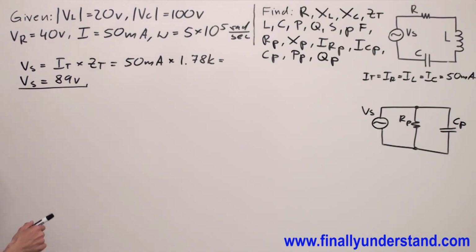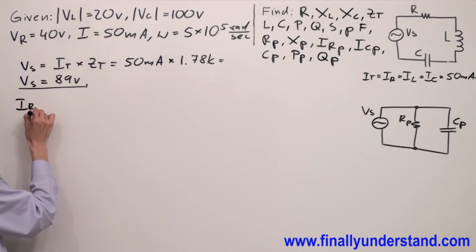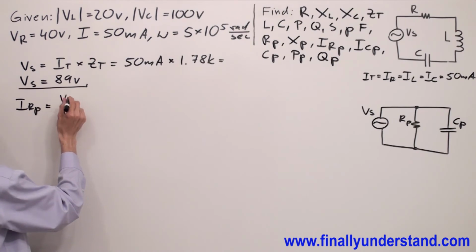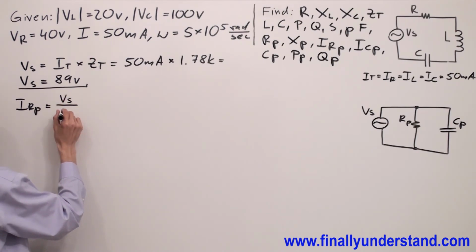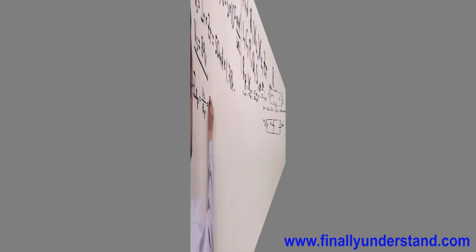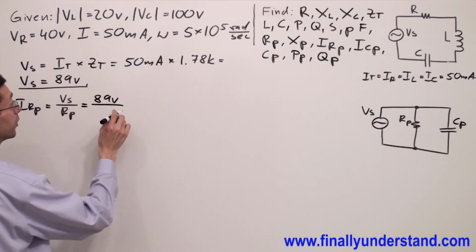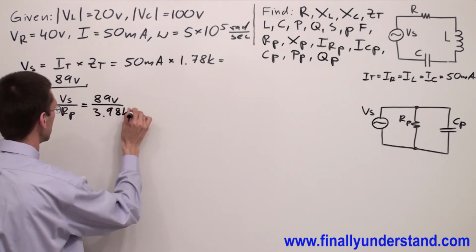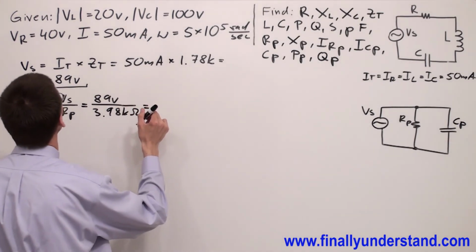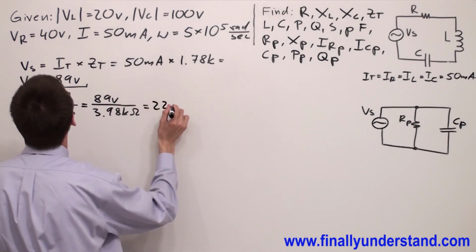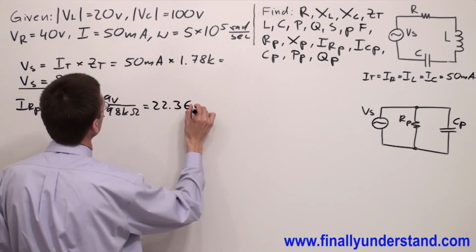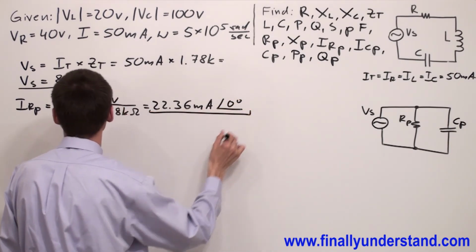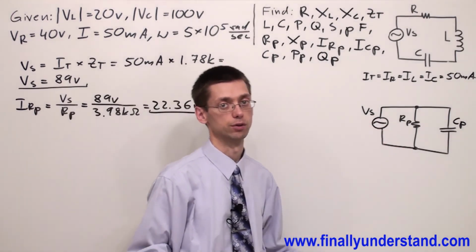So now we are ready to find the currents. IRP is equal to voltage source over the resistance RP: 89 volts divided by 3.98 kilo ohms. This is equal to 22.36 milliamps and angle of 0 degrees. So this is the current which will go through my resistor.